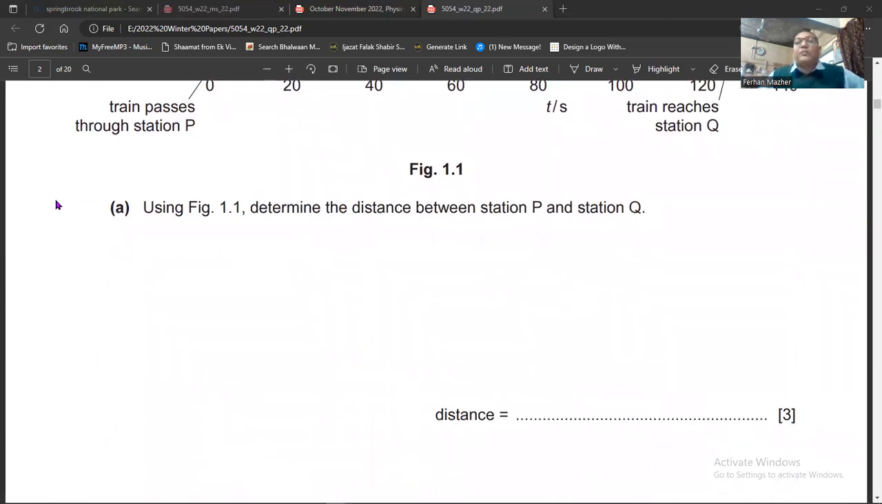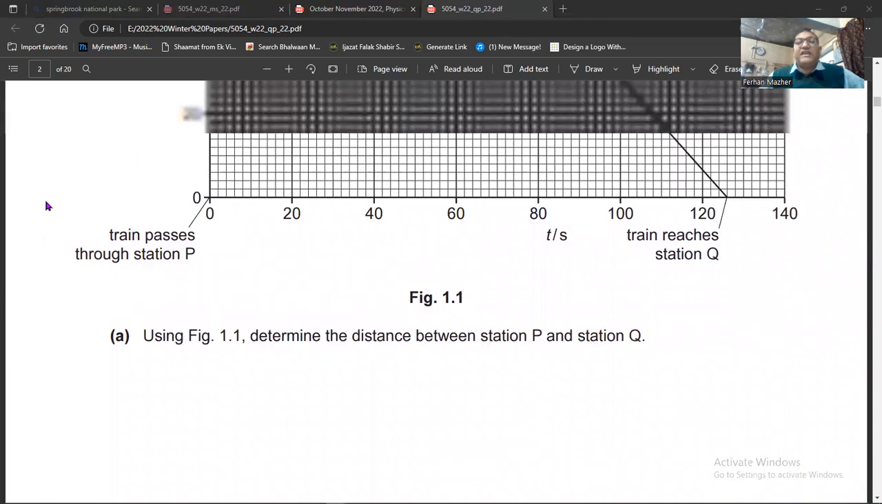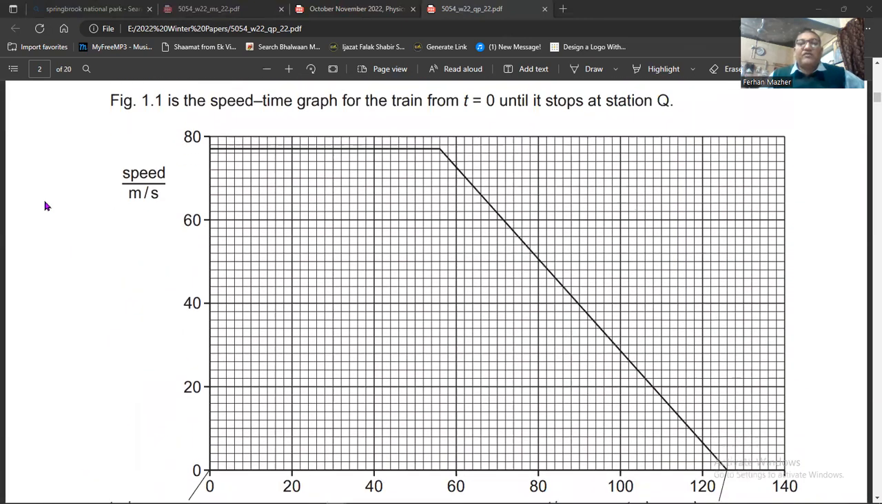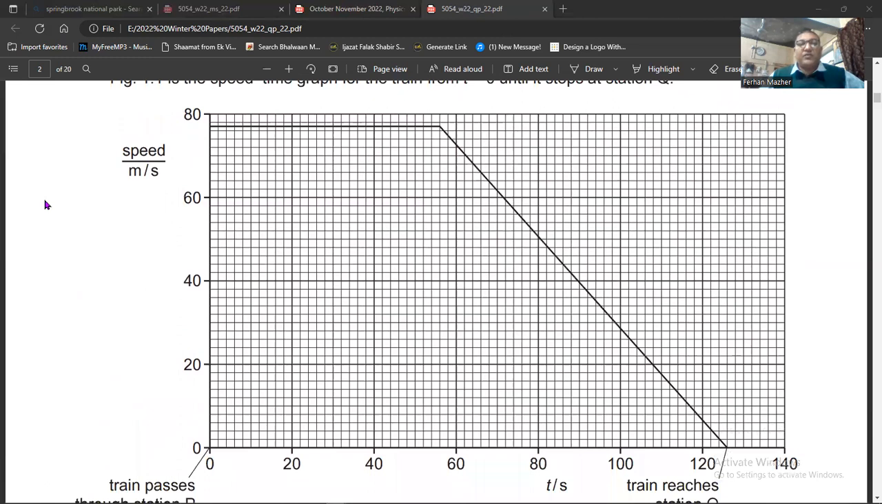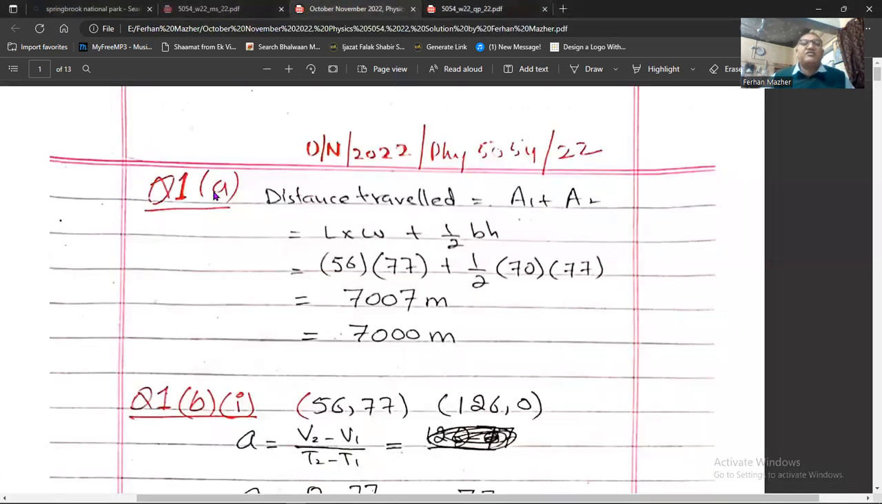He says, using Figure 1.1, determine the distance between P and Q. So you have to find the distance between P and Q. This is a speed-time graph, and the area under the speed-time graph is equal to the distance traveled. This is a trapezium. This is the height, and these are the parallel sides. Or you can draw a line here and divide this figure into two parts, a rectangle and a triangle, find their areas and add them up, and that will be equal to the distance traveled.